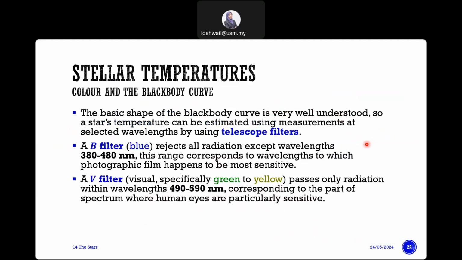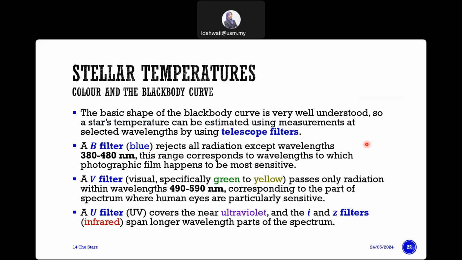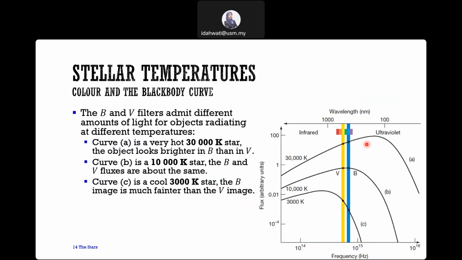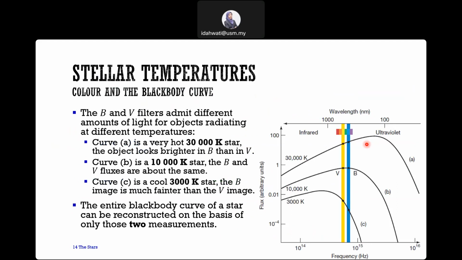And we have this B filter, V filter, and U filter, for visual, green to yellow, and also UV, and infrared. Here you can see the B and V filters emit different amounts of light for an object at different temperatures. You can see curve A is for 30,000 Kelvin here, 10,000 and 3,000. So different curves, different temperatures. The entire blackbody curve of a star can be reconstructed on the basis of only those two measurements.